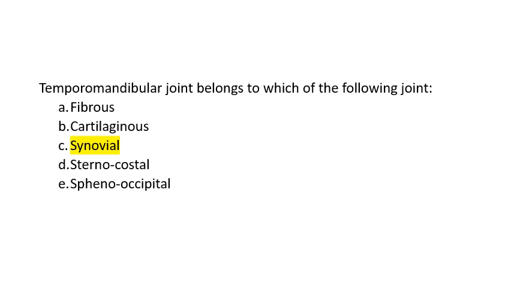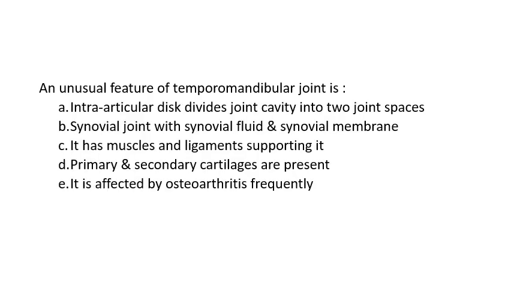Okay, now we'll move on to the next question. These are related to unusual features of temporomandibular joint. An unusual feature of temporomandibular joint is that the interarticular disc divides the joint cavity into two joint spaces; a synovial joint with synovial fluid and synovial membrane; third, it has muscles and ligaments supporting it; it has primary and secondary cartilages present in the joint; and it is affected by osteoarthritis frequently. We'll try to discuss each of the options here, starting with the last one.